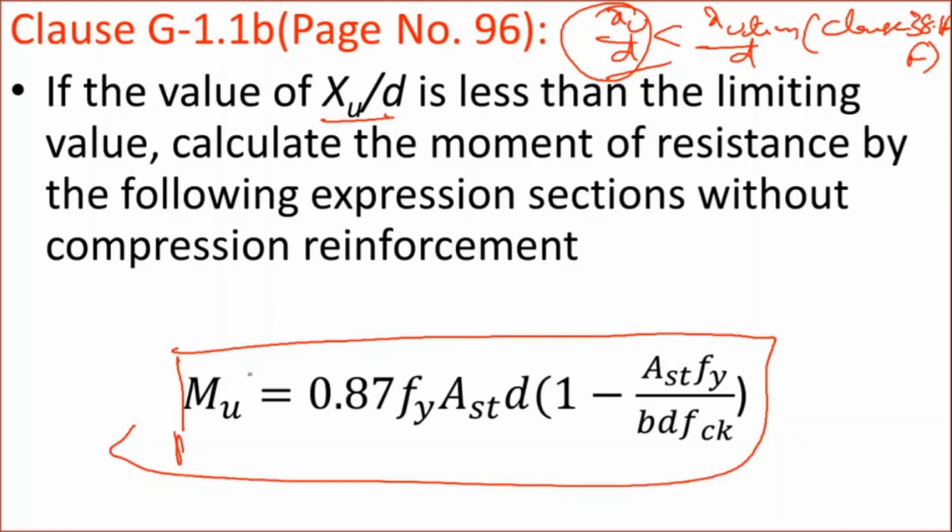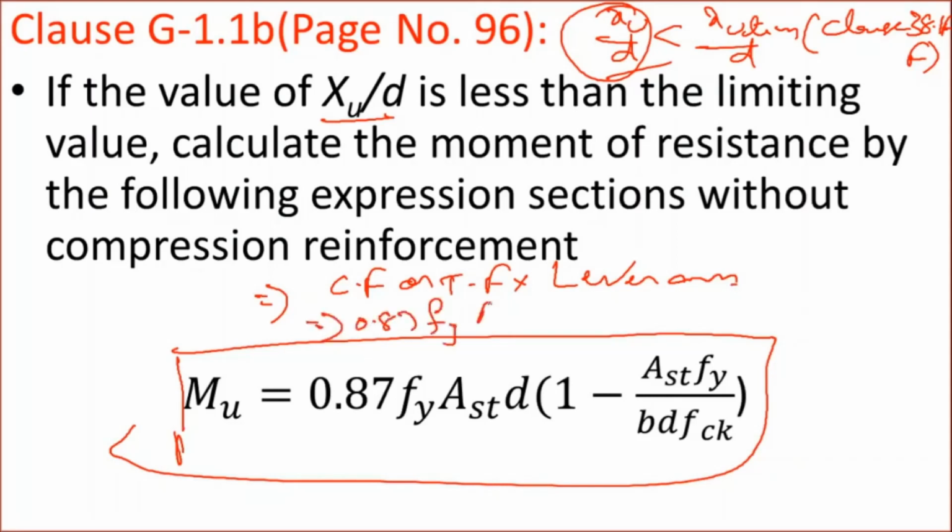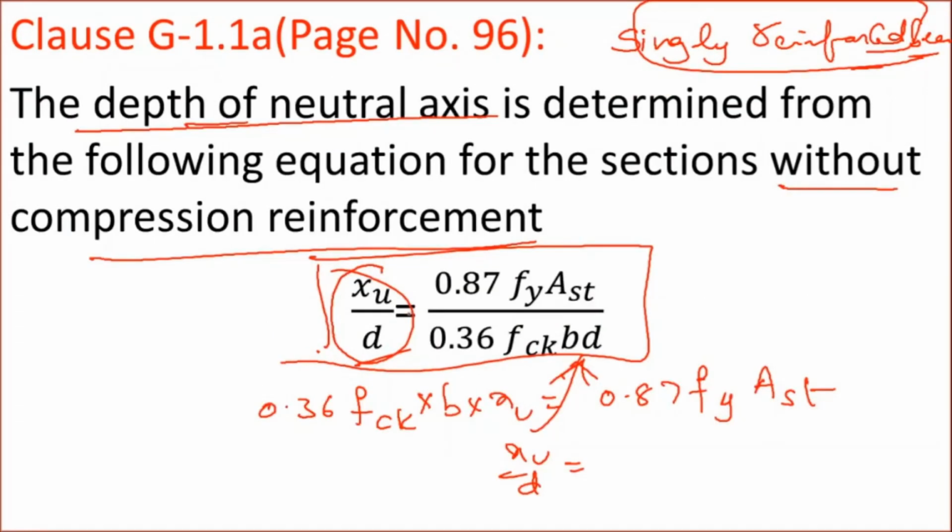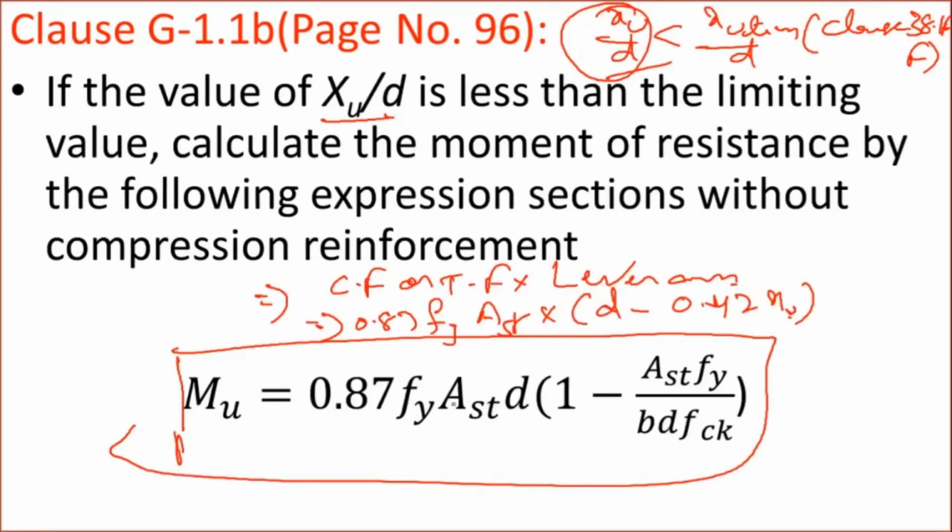Whatever the moment of resistance you have calculated here, what is the basic formula I told? Compressive force or tensile force into lever arm. Now the tensile force is 0.87 fy into AST, and the lever arm is D minus 0.42 XU. For XU you can use this formula, and if you substitute that XU here, the total formula will be obtained in this manner. One more thing: whenever XU by D is less than XU limit by D, that comes under which type of section? That comes under the under reinforced section.